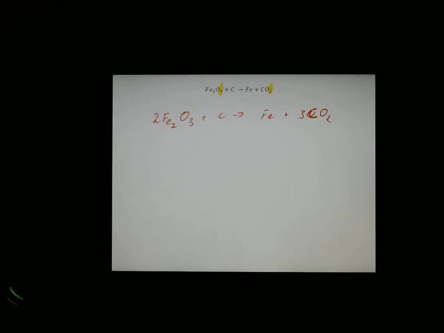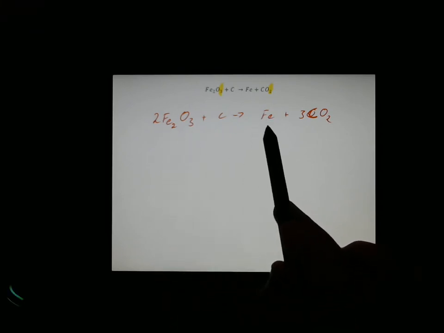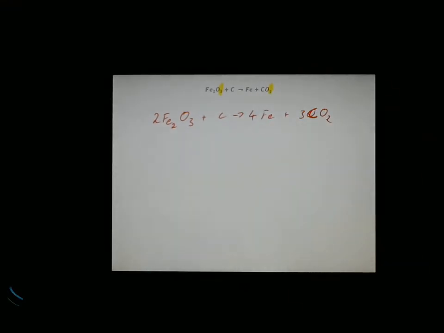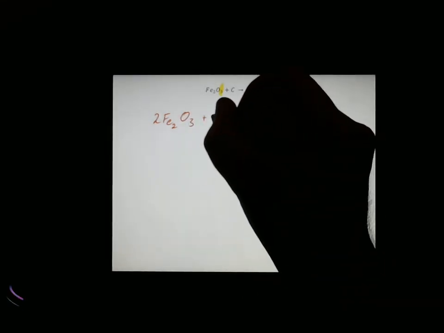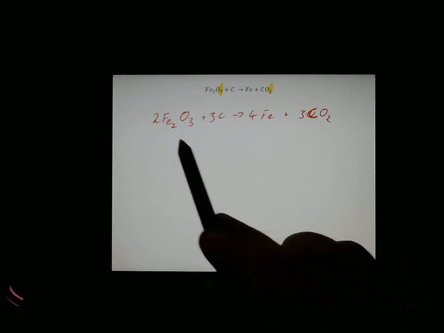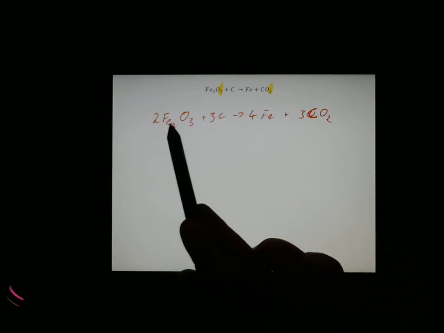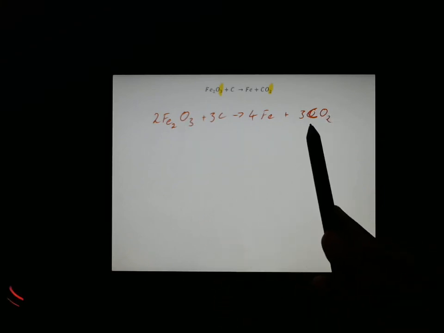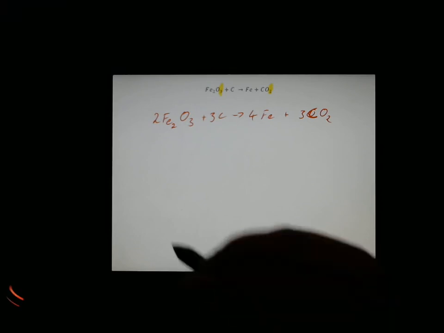Okay, so now let's have a look. I've got 4 irons on this side, 1 iron on this side. So I'm just going to need to slap a 4 here, so now I've got 4 and 4. I've got 3 carbons here, 1 carbon there, so if I slap a 3 there, we should be done. So let's recount. I have 2 Fe2s, so that's 4, good. 2 O3s, that's 6, 3 O2s, that's 6, good. 3 Cs, done, excellent.